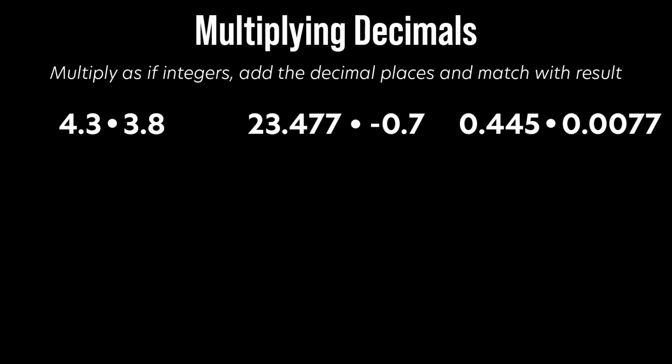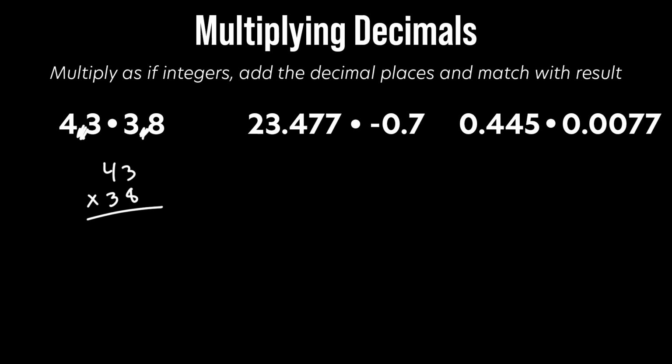So we have 4.3 times 3.8. Now it says multiply as if integers. So what does this mean? It basically means that we multiply the numbers and disregard the decimal points. So if we ignore the decimal point for 4.3 and we ignore the decimal point for 3.8, we're basically solving the equation 43 times 38. This might be a little bit confusing at first, but this will make sense a little bit later.